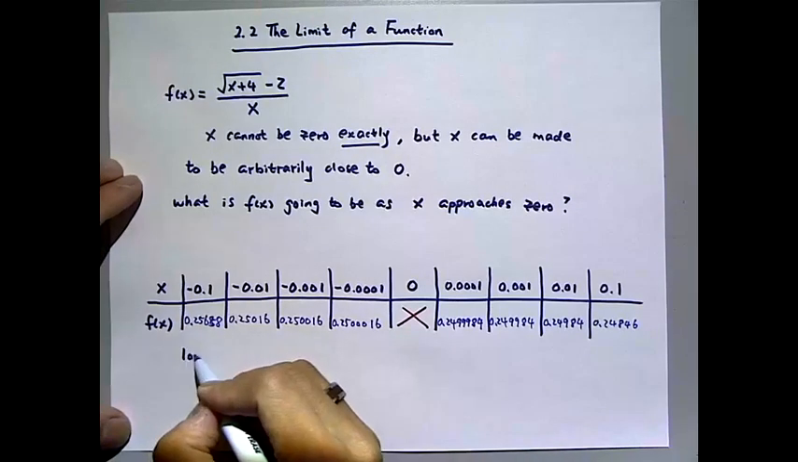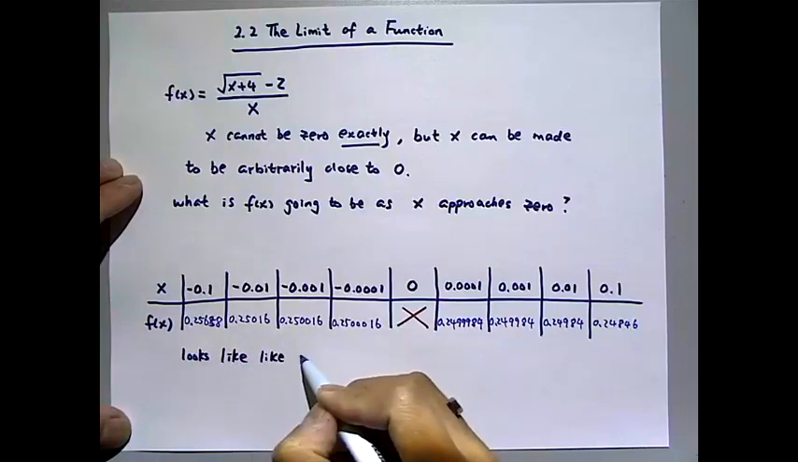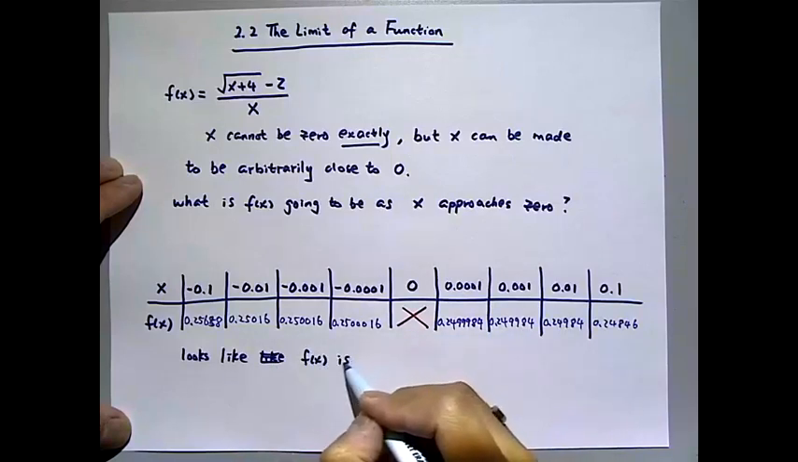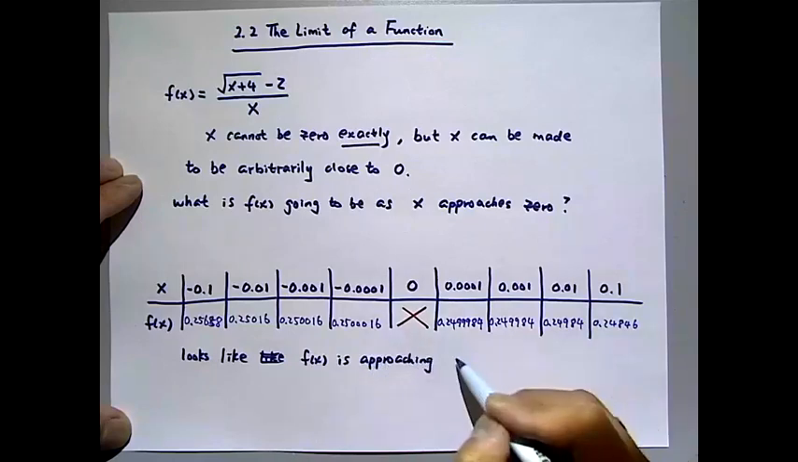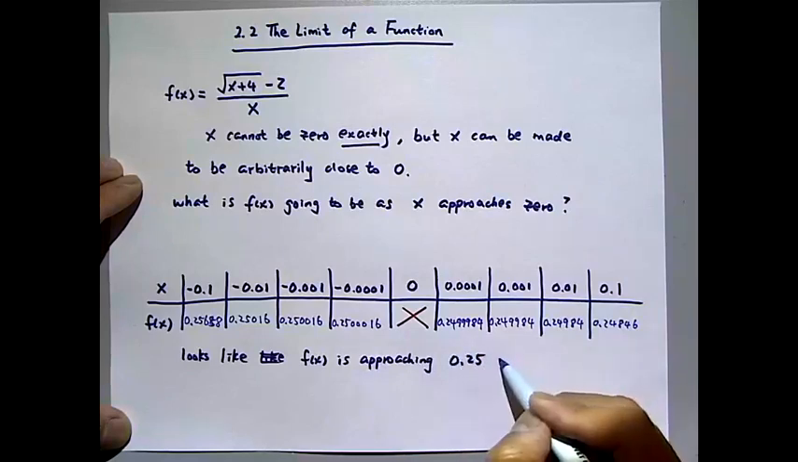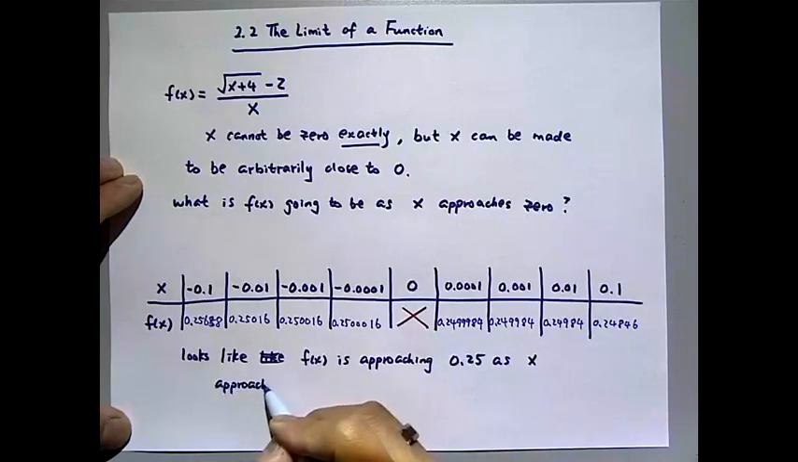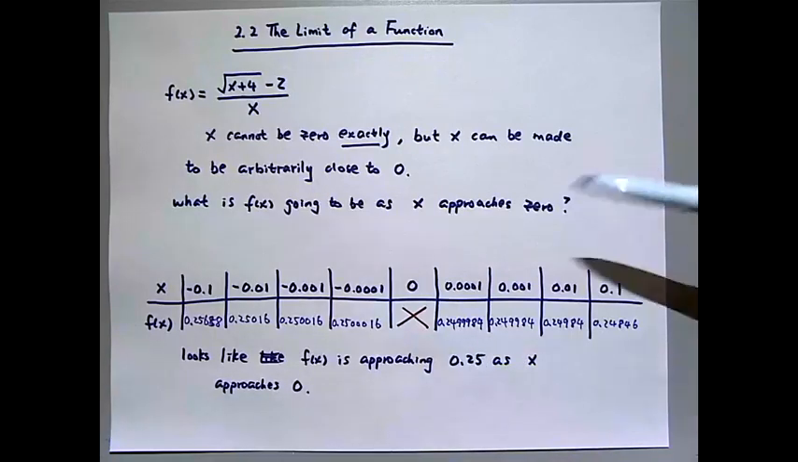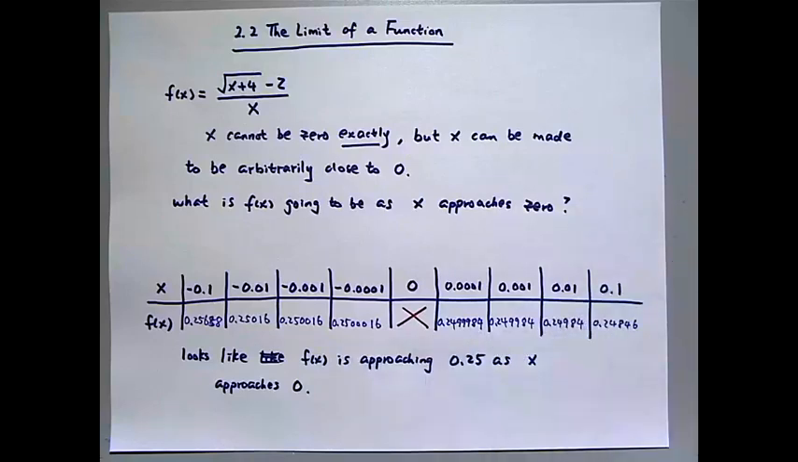So it looks like f of x is approaching 0.25 as x approaches 0. Sometimes we can't be sure about 0.25 exactly, but at least we can say that it's probably going to be in the neighborhood of 0.25.